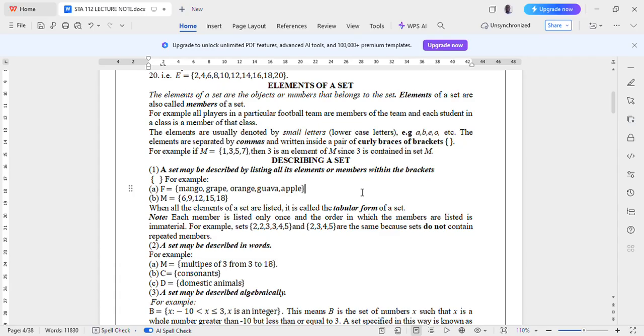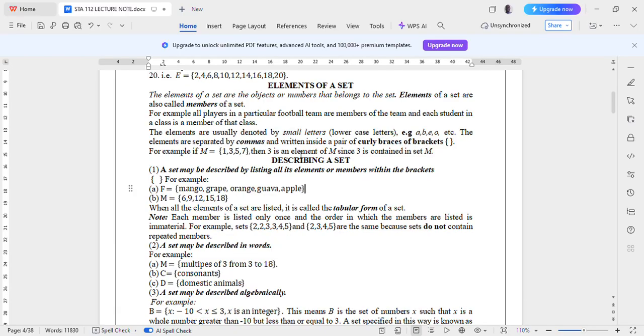Look at M, it's a set of numbers. You can see 6, 9, 12, 15, and so on. These are multiples of 3, excluding 3 itself. So 6, 9, 12, 15, 18. They are multiples of 3. When all the elements of a set are listed, it is called the tabular form of a set. So these examples, F and M, are called the tabular form of a set.